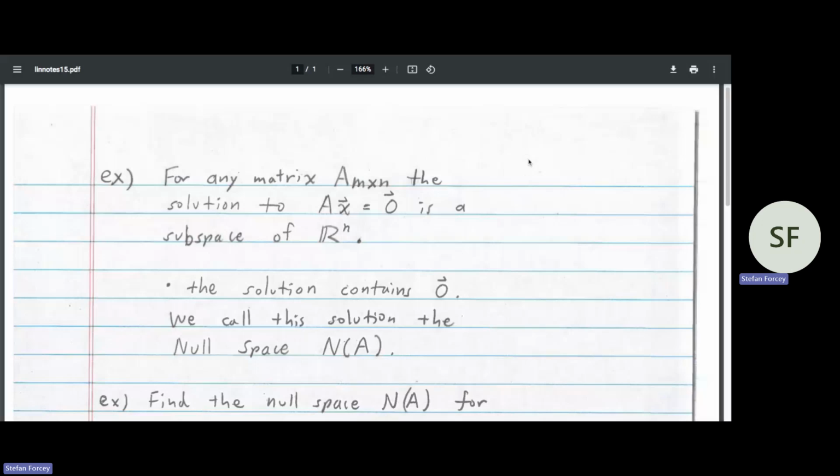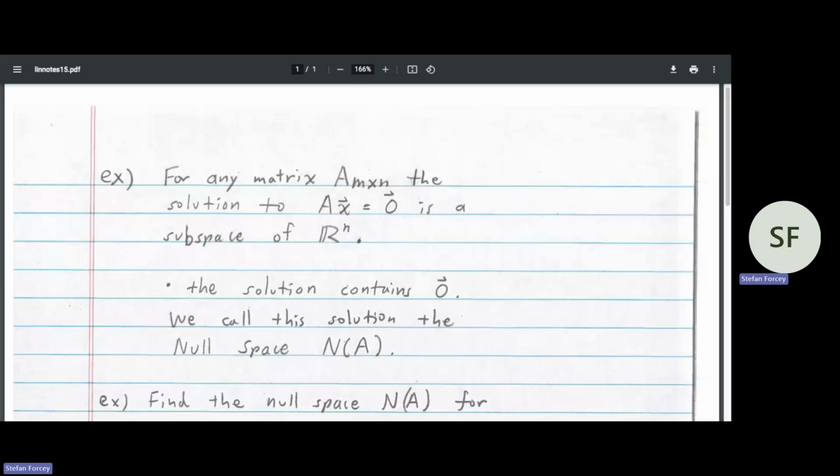It turns out that we have seen some examples of subspaces that are spans of other vectors already. For one, for any matrix A, m by n, m rows, n columns, if you find the solution to A times x equal to 0, then that solution turns out to be a subspace of Rn. For a couple of things, we can note that the solution does contain 0 because A times 0 equals 0 is true. So whenever you have a homogeneous equation like that, the 0 vector is one of the solutions.